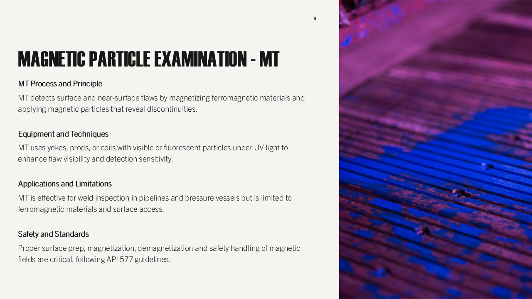API 577 requires proper surface preparation, correct magnetization technique, and interpretation of indications. MT can be performed using yokes, prods, or coils, and may employ visible or fluorescent particles under UV light for enhanced sensitivity. Advantages of MT include its speed and ability to reveal fine cracks, but it is limited to ferromagnetic materials and requires access to the surface.